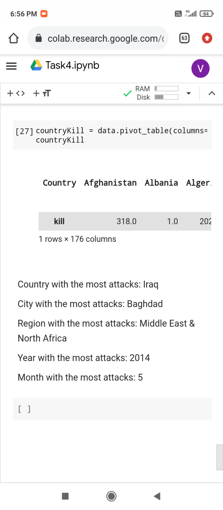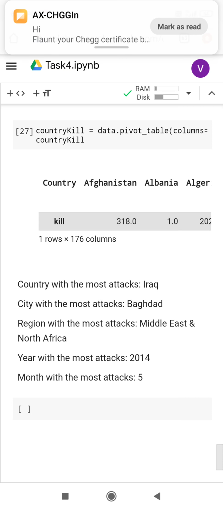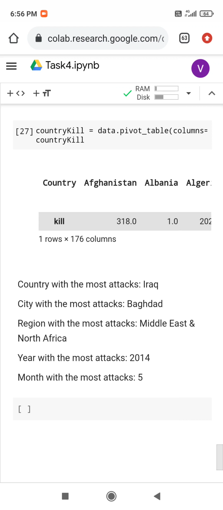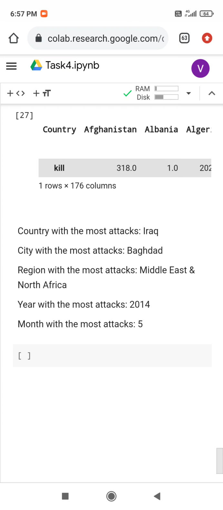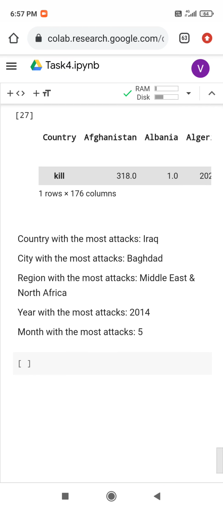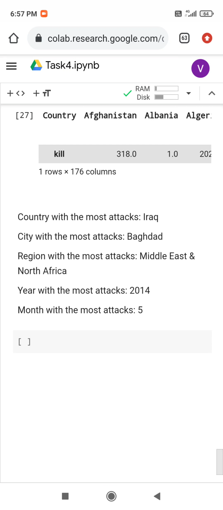Based on this report, I conclude that most attacks by terrorists are done in Iraq, and the most attacked city is Baghdad, and the most attacked region is Middle East and North Africa. And the most attacked year by the terrorists is 2014, in the month of May. So thank you.